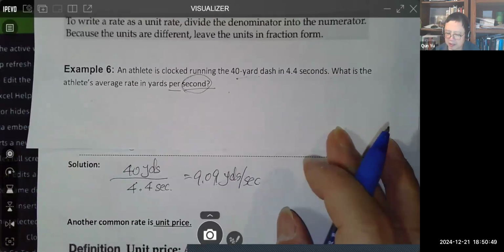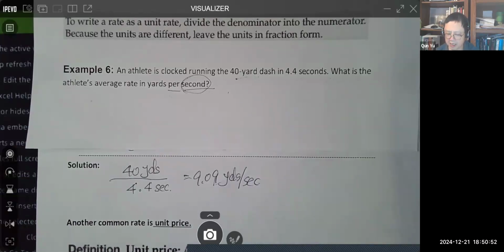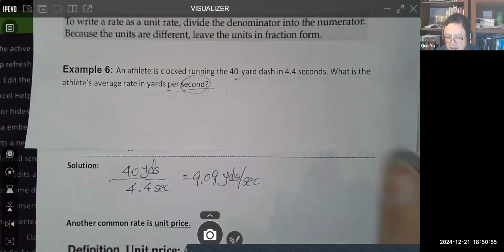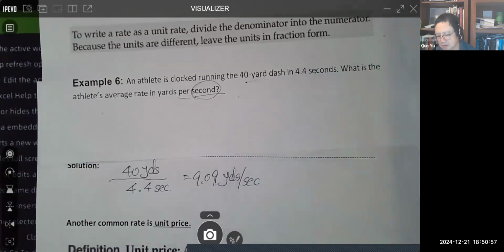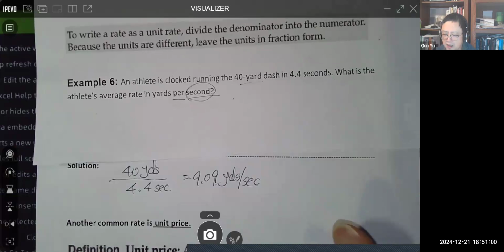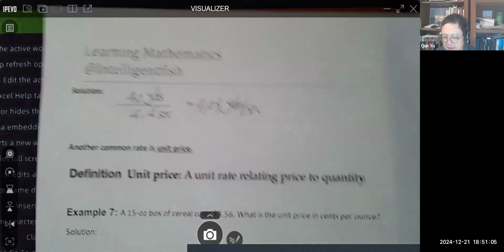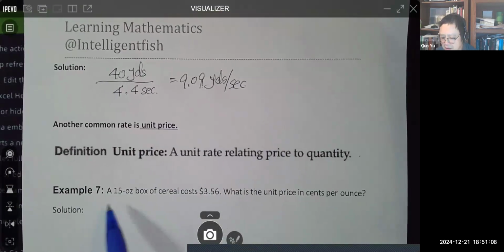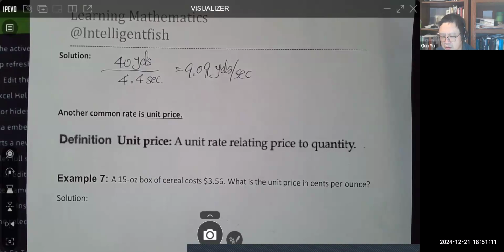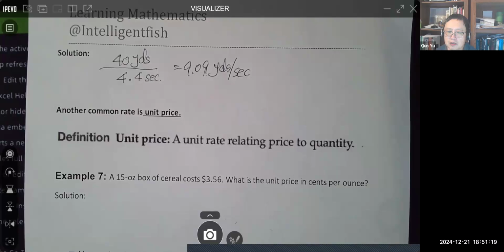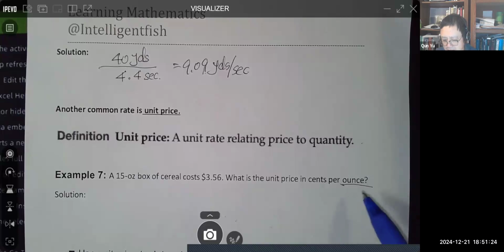Now the last topic for us is to look at unit price. Unit price is kind of a unit rate, just in terms of price of goods. We can use this to make a decision about which one is a better buy. So let's look at this example. We have 2 examples here. This first one says a 15-ounce box of cereal costs $3.56. What is the unit price in cents per ounce? So per ounce, that means ounce on the bottom. You need to divide by ounces.